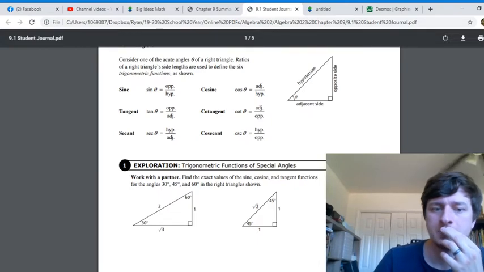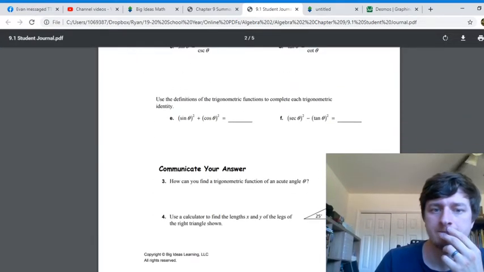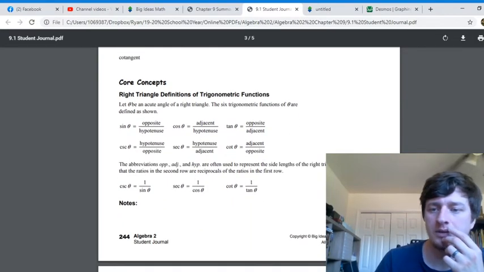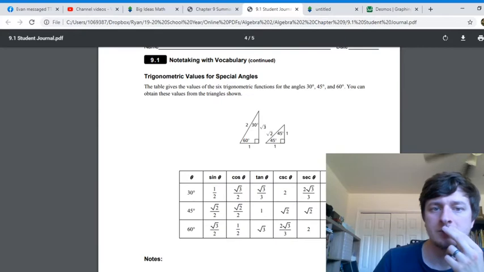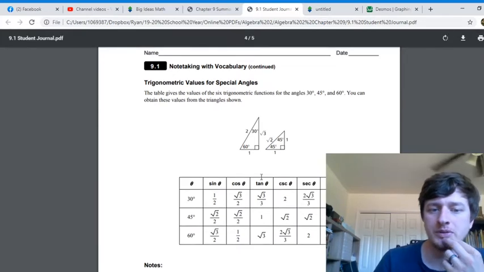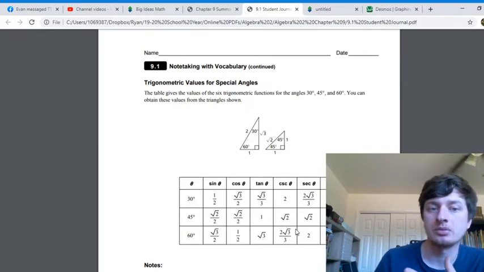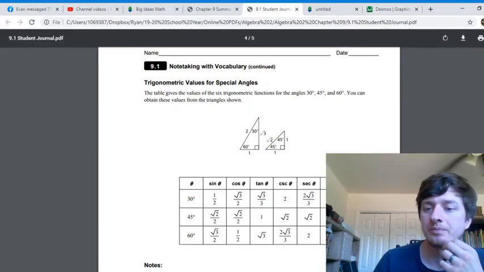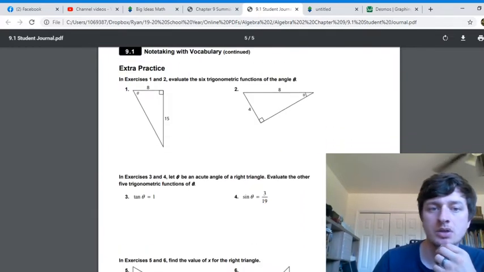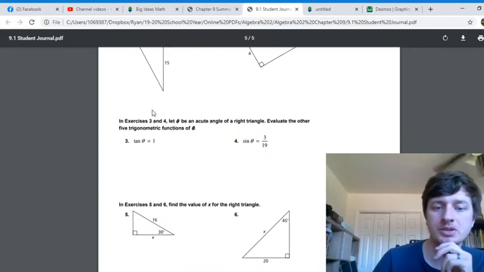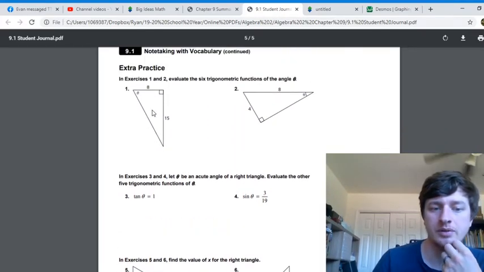Then, also in the student journal, got some vocab here. It lists all these again. And then it's got a really fancy table for some important values. We'll get to these later when we talk about the unit circle. Okay. And then we got some practice problems. So I'm going to do one from each of these sections here, I think.